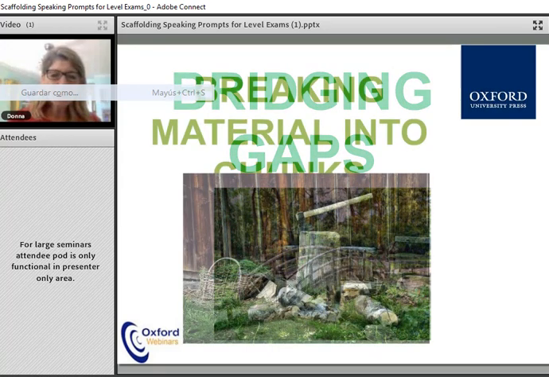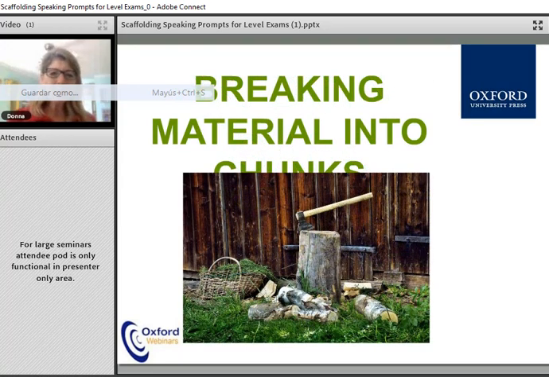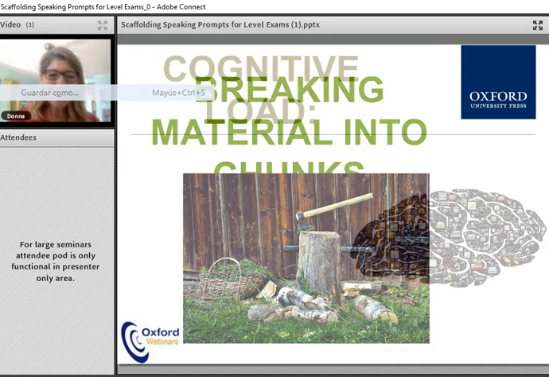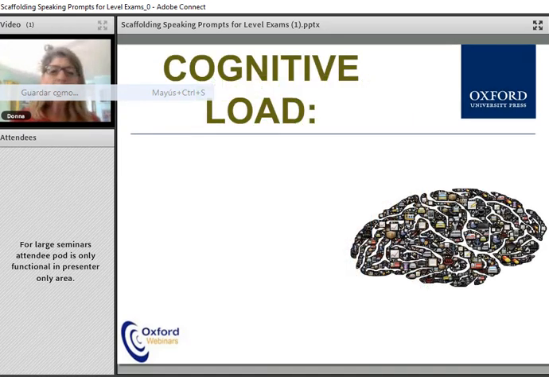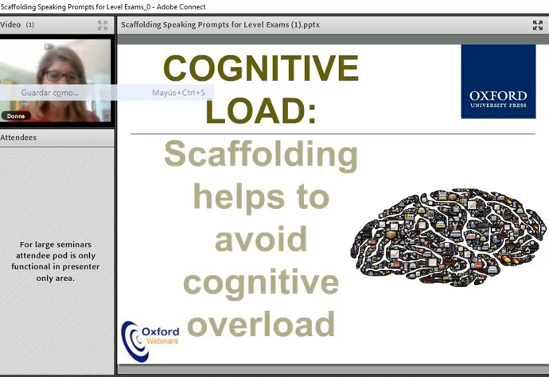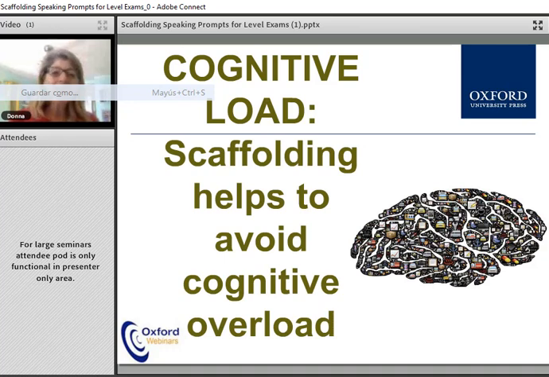Like the multiple images, you can say breaking material into chunks. Now, very visual. You're breaking a tree into chunks. Don't do that. Just information. And we're helping the cognitive load. The studies show that we can only hold 7 items, 7 new pieces of knowledge, in our minds at once. And that's what cognitive load is. And what we're trying to make sure through scaffolding is to avoid cognitive overload.